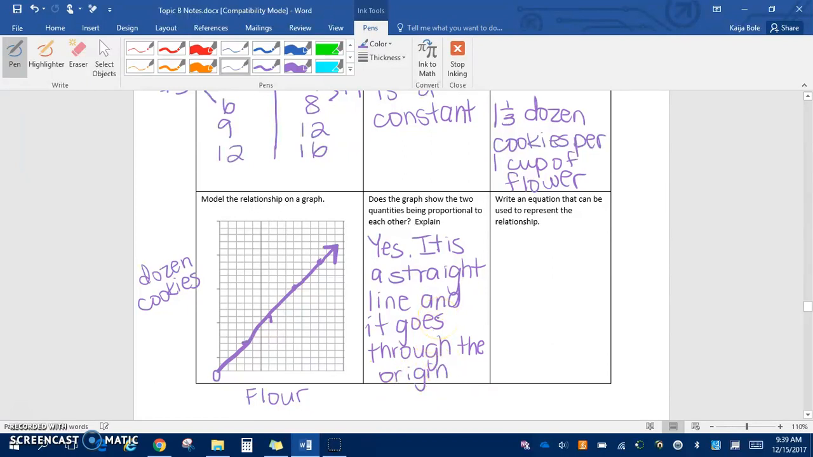And then the last question says to write an equation, so we're going to use our y equals kx still. And we know y equals our k was 4/3 x, and that is our equation.